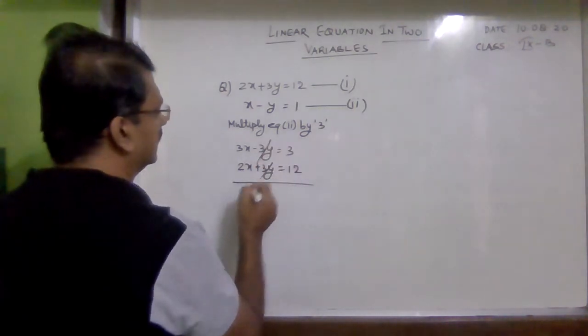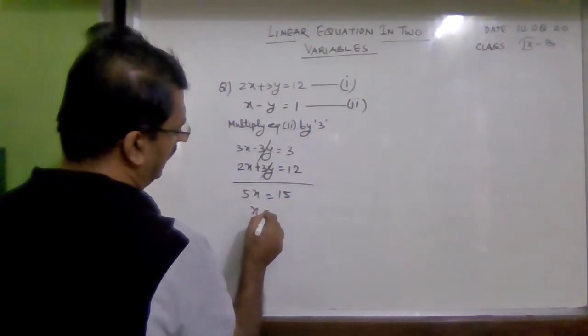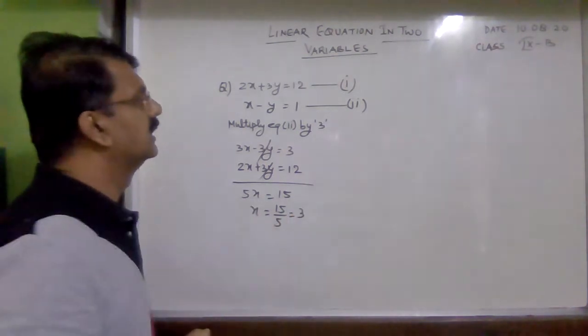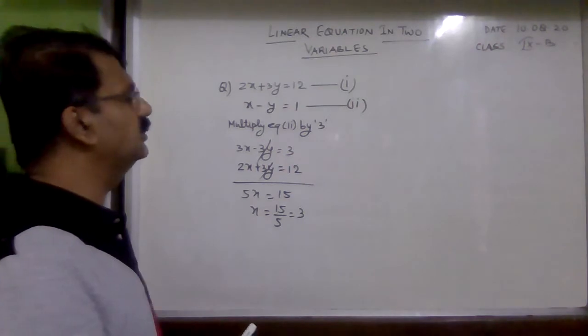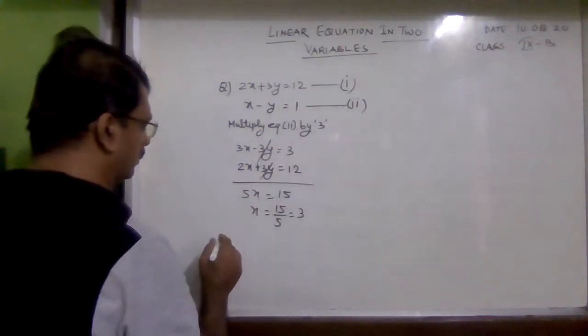When you add, 5x is equal to 15, so x will be equal to 15 upon 5, that is 3. So we have found the value of x, which is equal to 3. Now you put this value of x in equation number 2.